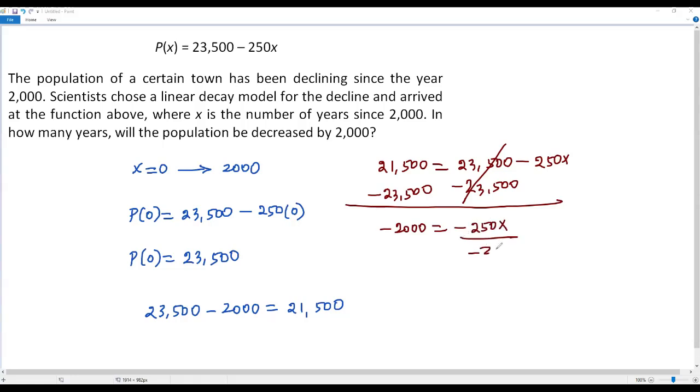Let me divide both sides by negative 250. When I do so, this negative 250 will cancel, and this negative will cancel out. When I divide 2000 by 250, on the left side I'm getting 8, and on the right side we have x. Now I got the value of x, which represents the number of years since 2000. So it will take 8 years for the population to be decreased by 2000. The answer for this question is 8.